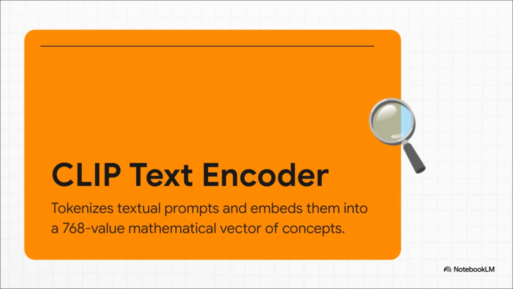You can really think of CLIP as the guiding blueprint for our sculptor. When you type a prompt, you gotta remember the AI doesn't actually understand English. Instead, a CLIP tokenizer analyzes every single word you typed and translates it into a massive 768-value mathematical vector. It maps human words to mathematical concepts that the AI can actually understand. It points the AI in the exact direction of what it needs to build.